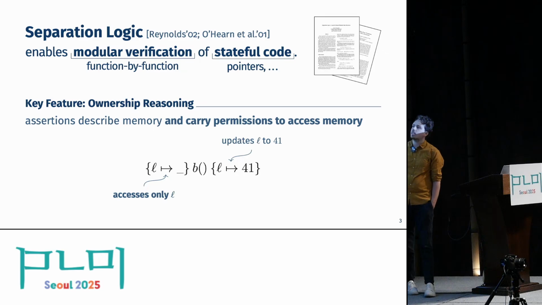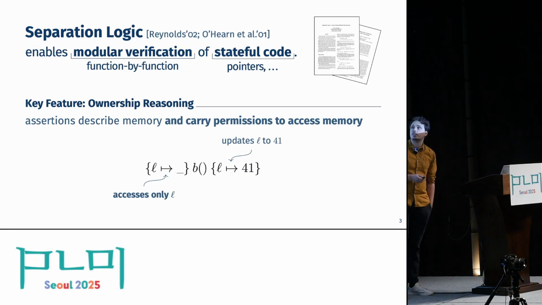And we can see this quite clearly in the specification for the function b from the previous slide. It first of all tells us that we update L from an arbitrary value to 41, but it also tells us a little bit more. It tells us that b only accesses L and no other locations, because it only gets ownership for L in the precondition.